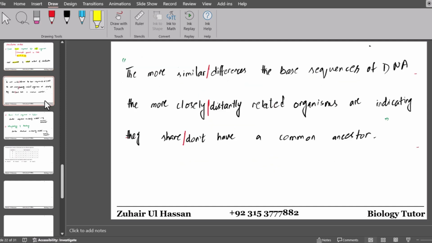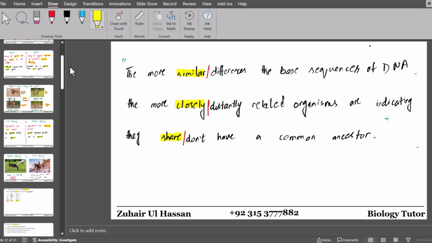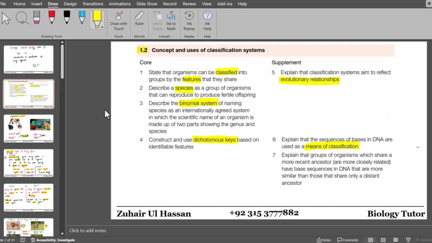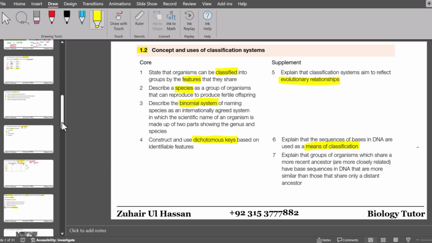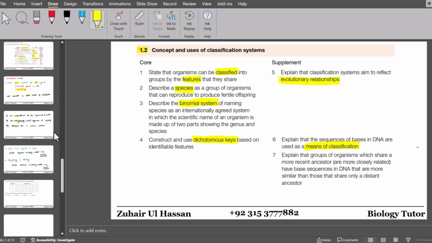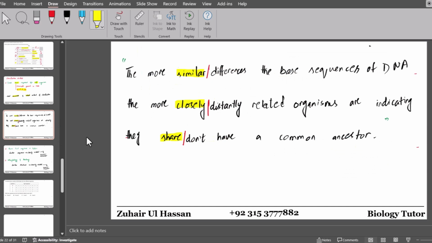Now comes the most important thing. The more similar the base sequence of DNA, okay, like you are provided with different species, and some of those species have a similar base sequence, it means that those two organisms are more closely related, and this indicates that they share a common ancestor in history, just like the one we have studied in point number 5 of 1.2, in which we talked about evolutionary relationship, that organisms present in one group have a common ancestor because they are sharing common features. So the same case is here.